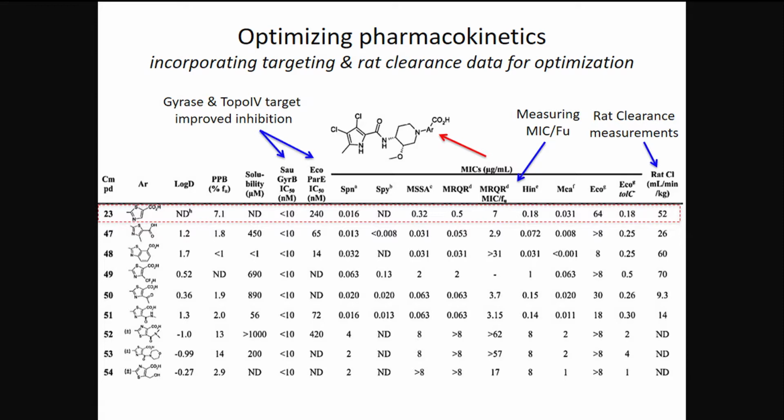In this case, the laser is dying. But over where the red arrow is, that's where we're adding these groups that are here. And we're looking at protein binding. We're looking at the gyrase and topoisomerase activity, MICs, and in this case, we're introducing rat clearance. So in other words, we want to see how quickly is the compound cleared in vivo in the rats. The other thing you'll notice is here we're measuring MIC over the fraction unbound. That's very important because, again, it's the unbound fraction that really counts when you get into patients.